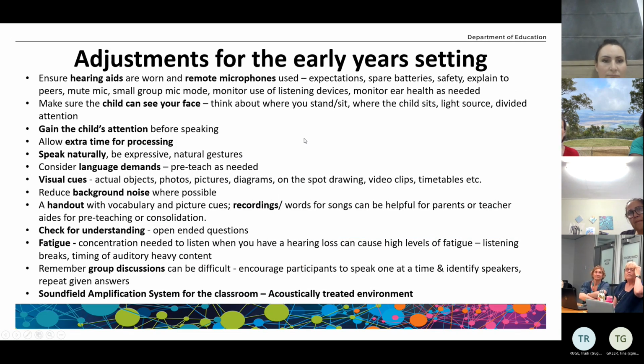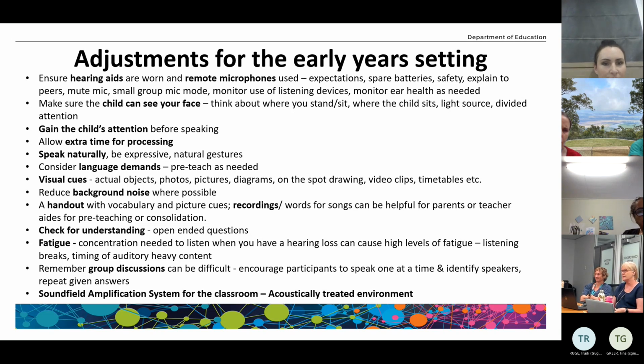So I've put down adjustments for early years setting because I thought that was the focus of the little ones. And these things will go across any age groups, obviously. So of course the first one would be to make sure if they have hearing aids that they're wearing them. And that's not always as easy as it might sound because they might not want to wear them, and the younger they are, the harder it might be to keep them on.